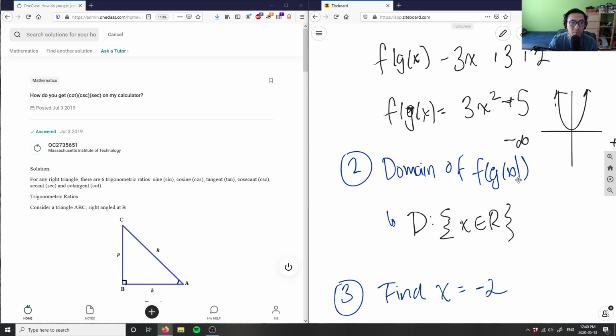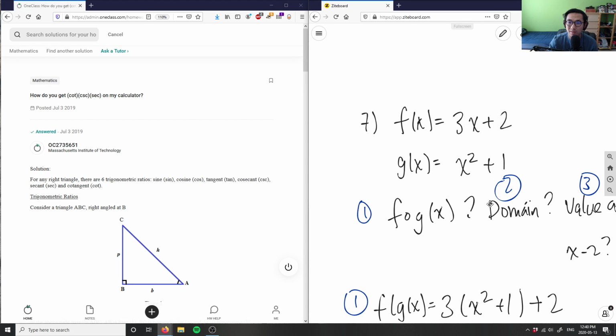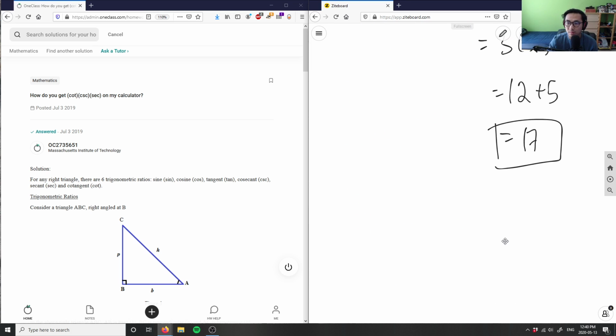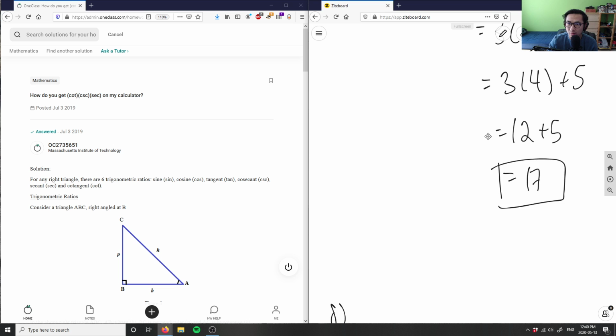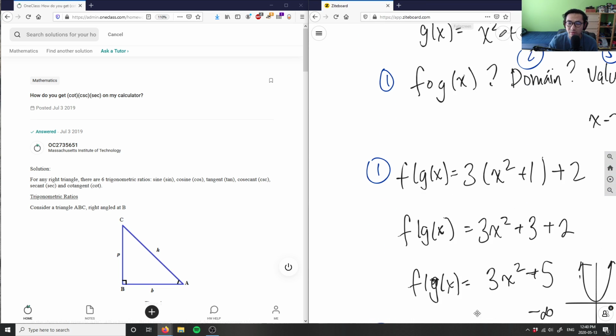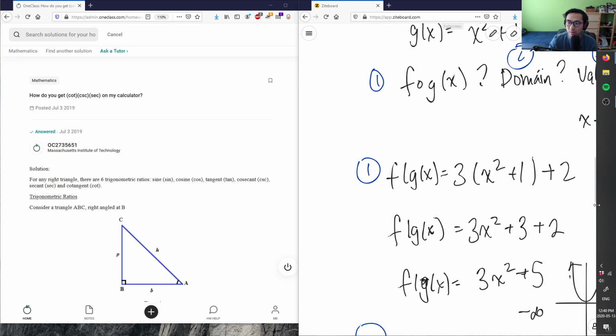Okay, what number was that? Number 7. Number 8 is asking us, how do you get cotangent, cosecant, secant on my calculator? Okay. So this is more so a trigonometric ratio, right? This is number 8, I believe. Is this number 8 or number 7? I believe I did number 7. Yeah, this is number 8. Oh, what did I do? How did I do that?